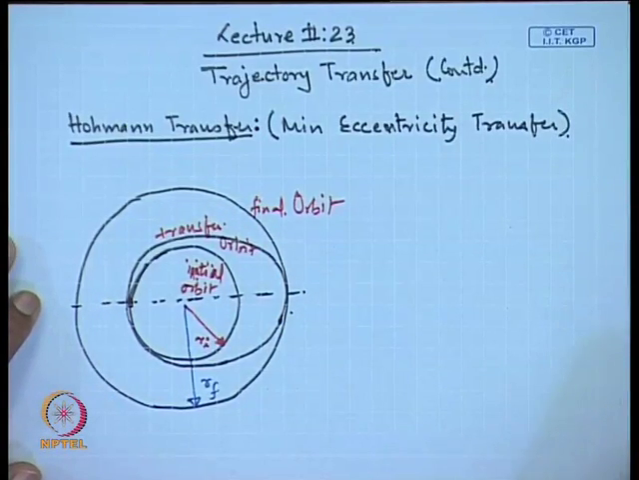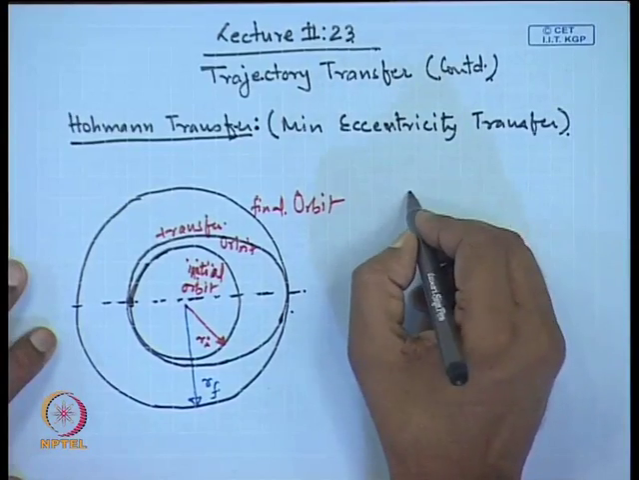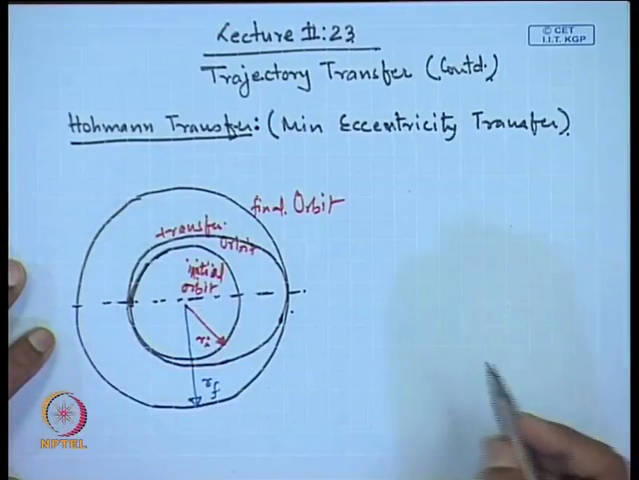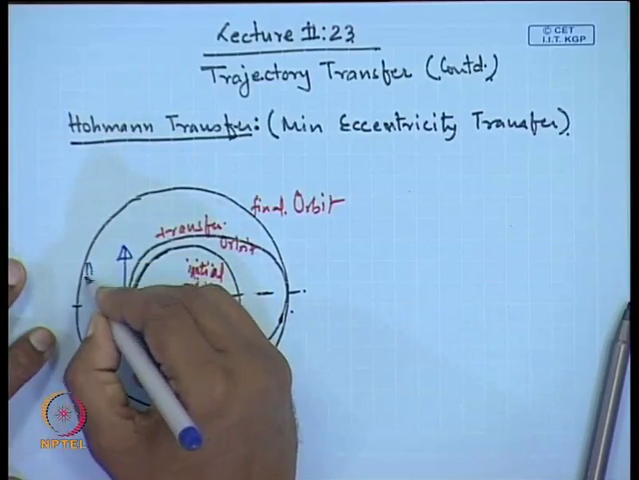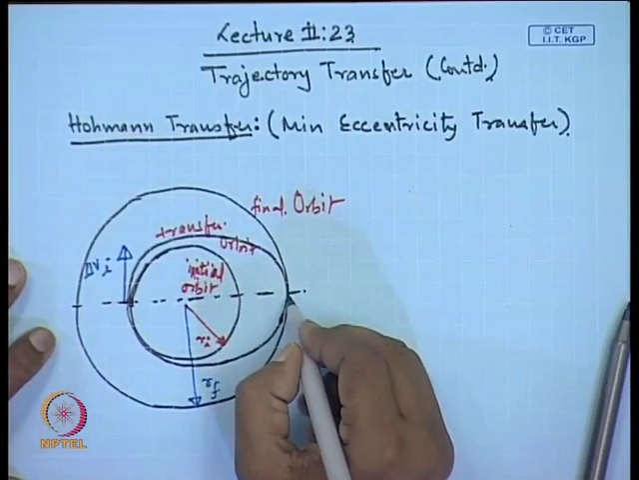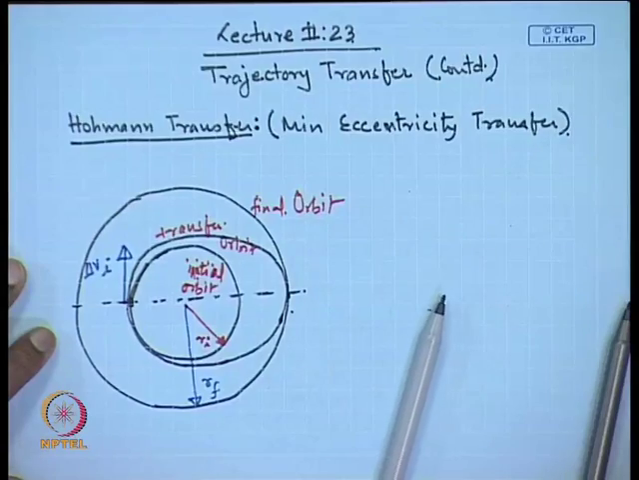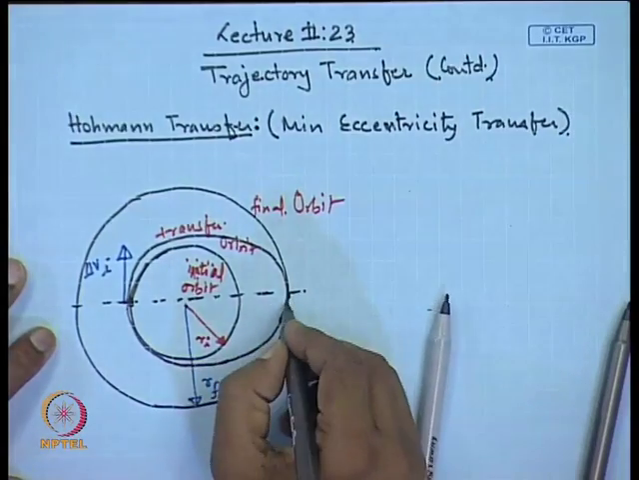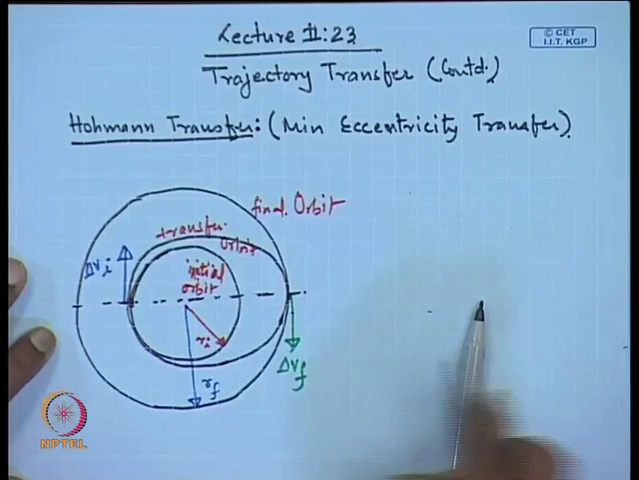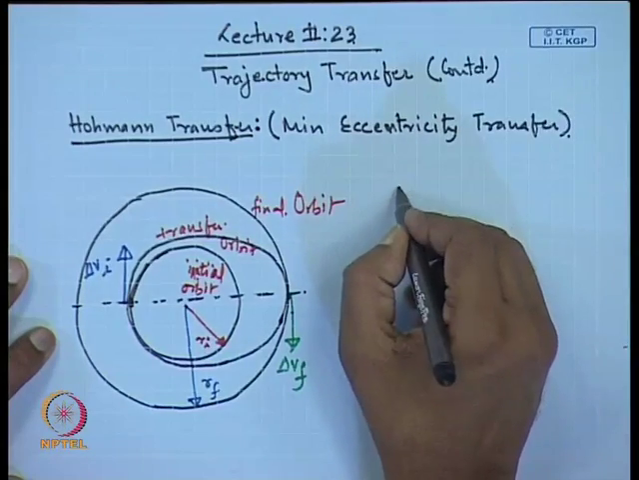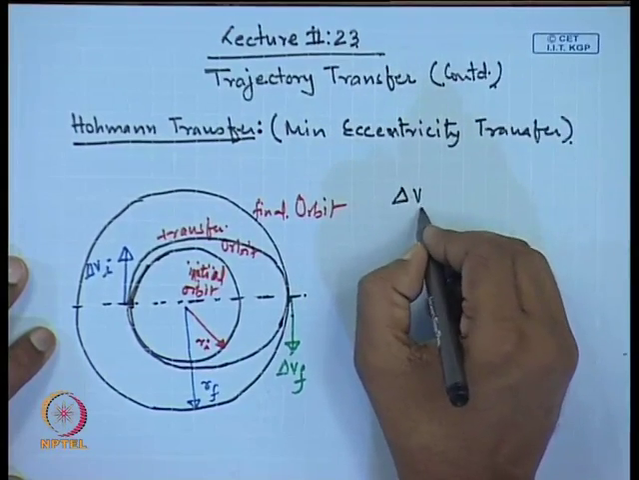Okay, so, once we are given these two orbits and we have to put the satellite in the final orbit, then what we require is impulses in two places. One impulse is required here in this place, which we wrote as delta V i. Another impulse is required here in this place, and this we wrote as delta V f. Last time we worked out the expression for delta V i.